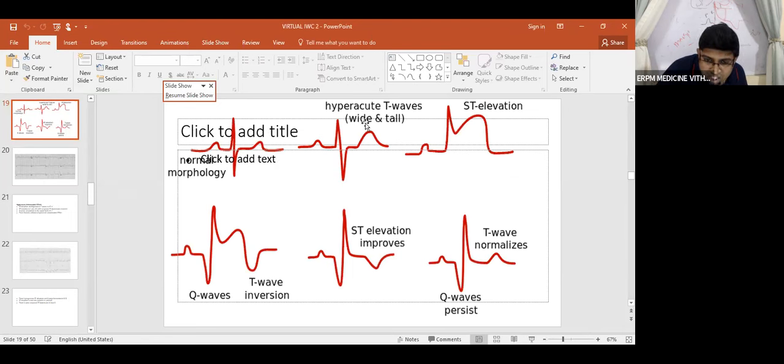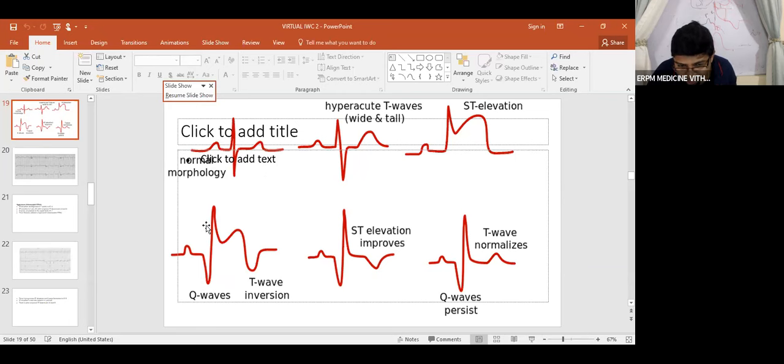Look here. The T waves are becoming tall. Clear? Okay. Now look here, your ST segment is going up, going up, going up. Now look here, your T waves are now inverted and you are developing a negative wave. Look here, at the start there is no Q wave. Now you are developing a negative wave.